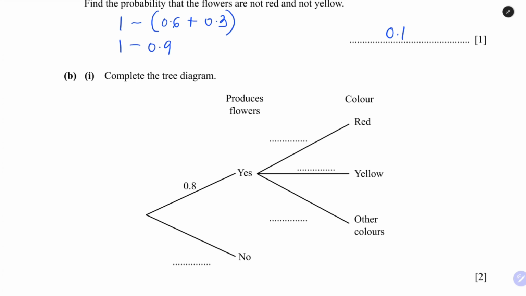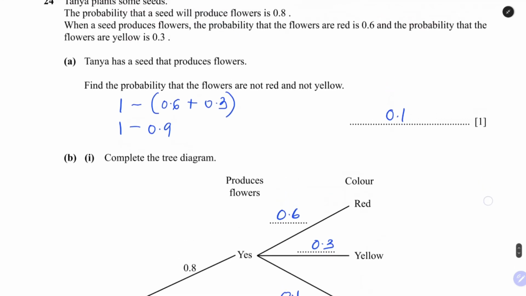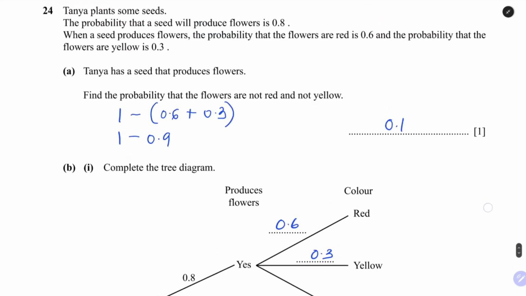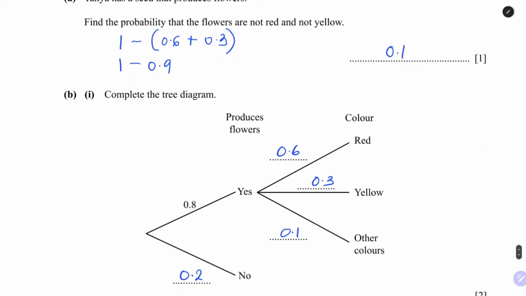So let's start from down here. If this branch is supposed to add up to 1 and I already have 0.8, what could be left? That's 0.2 because 1 minus 0.8 is 0.2. We're told that the probability that it is red is 0.6, pardon me. Yellow is 0.3. And we just found out that not red or yellow is 0.1. Voila, we're done. You can see that this is really easy if you just follow through with the information you have been given. We have just put in what we used earlier to help us complete the tree diagram.